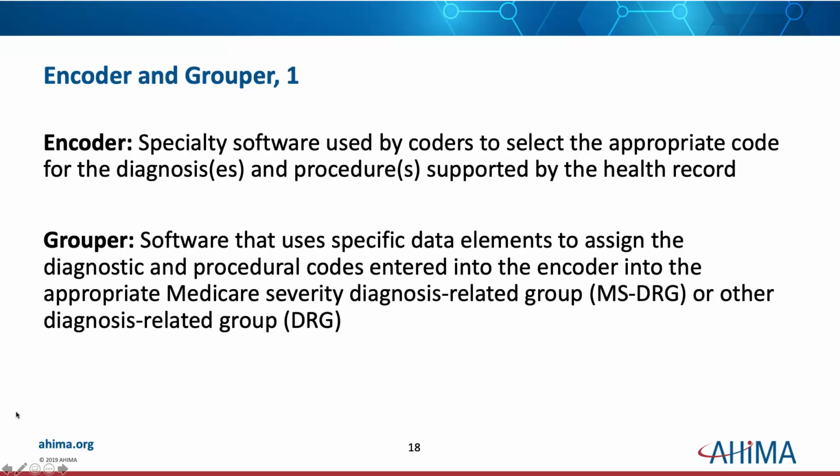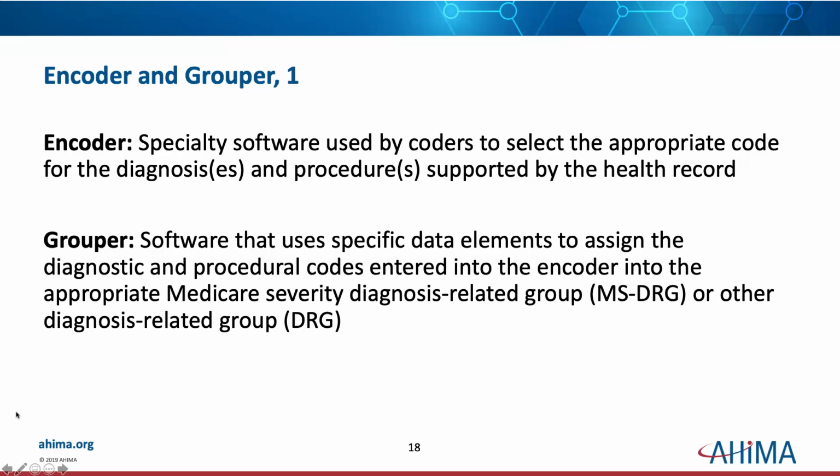Moving on to encoder and grouper. An encoder is that specialty software used by coders to select the appropriate code for the diagnoses and procedures supported by the health record. Encoders are used on the inpatient side, the outpatient side, and all of that. Encoders are different than computer-assisted coding. Computer-assisted coding, on the other hand, actually suggests the codes to you based on the documents that it has scanned and identified and pulled things from.